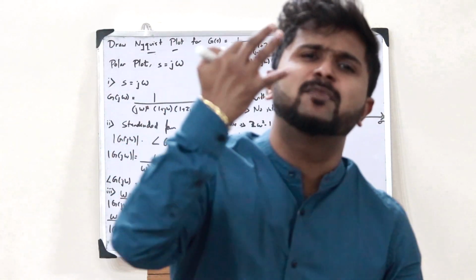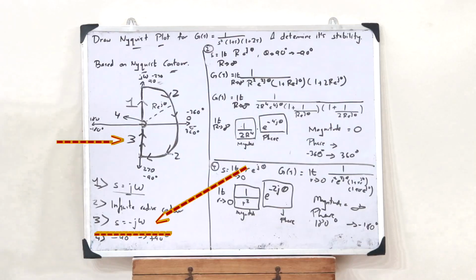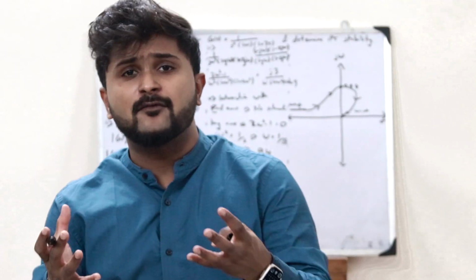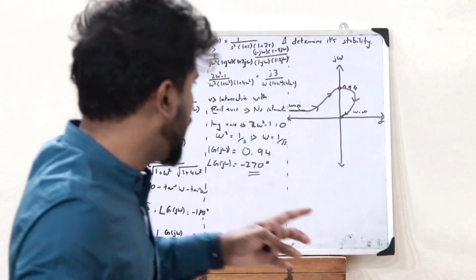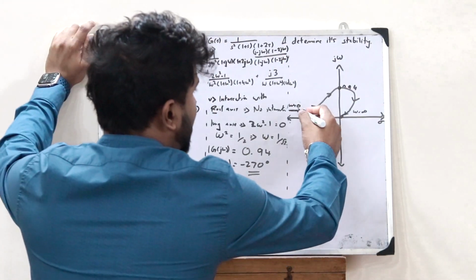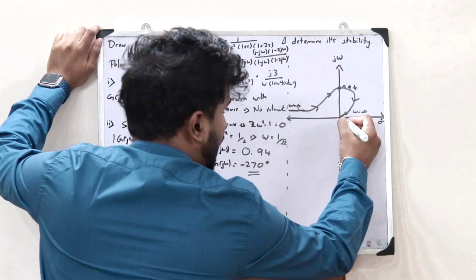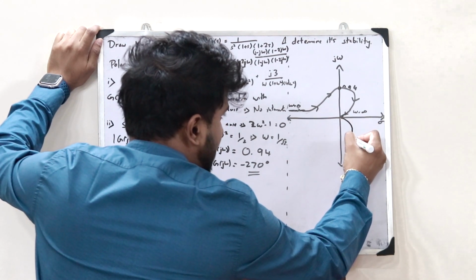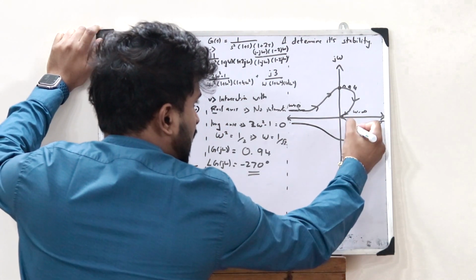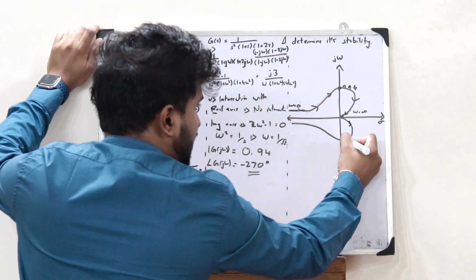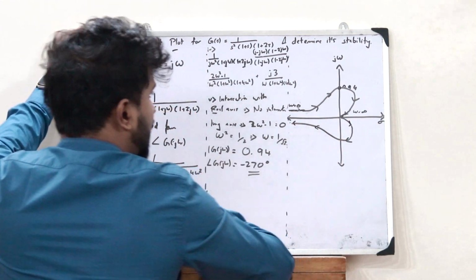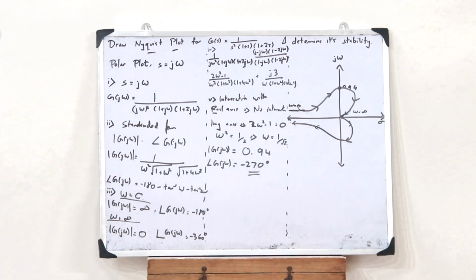So now, from portion number 3 of the Nyquist contour, we have to now plot the inverse polar plot of this. So here, if this is like this, then the inverse polar plot would look somewhat like this over here. It would go like this, like this. So this is the inverse polar plot over here.